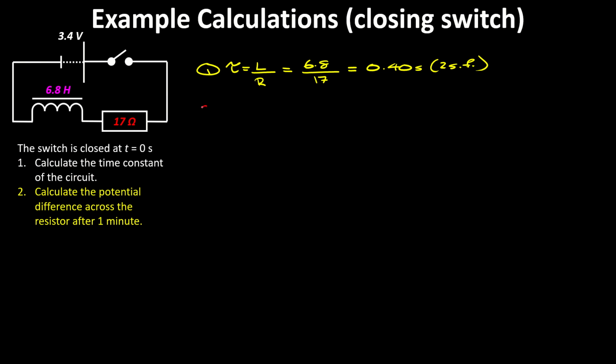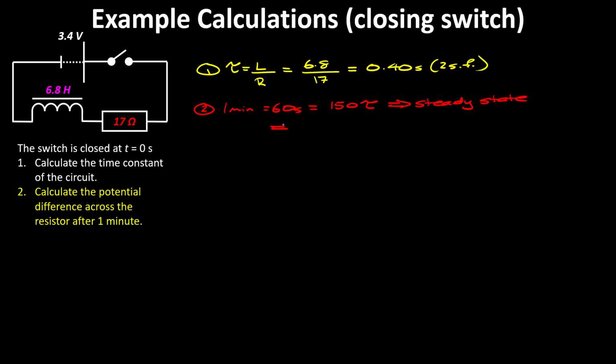So first of all, 1 minute is 60 seconds. Now in these circuits, it's not so much how many seconds it is, it's how many time constants it is that really matters. 60 divided by 0.4 is 150 time constants. Now that's a lot of time constants. Remember, it's basically constant after about 5. It's reached pretty much a steady state. So we can assume this has reached a steady state.